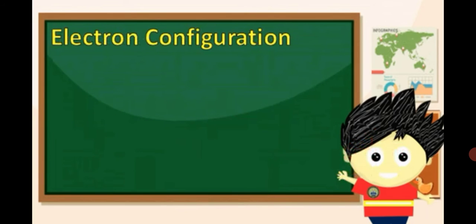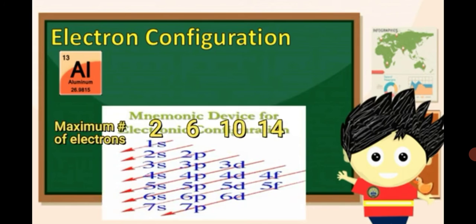Ngayon, pwede na nating isulat ang electron configuration ng aluminum na may atomic number na 13. Tandaan, kailangan nating i-apply ang tatlong principles or rules sa pagsulat ng electron configuration. Muli, kailangan nating gumamit ng electron configuration mnemonic device upang malaman natin ang tamang pagkakasunod-sunod ng energy levels mula sa pinakamababa hanggang sa pinakamataas na energy level batay sa ating pagsunod sa Aufbau principle.